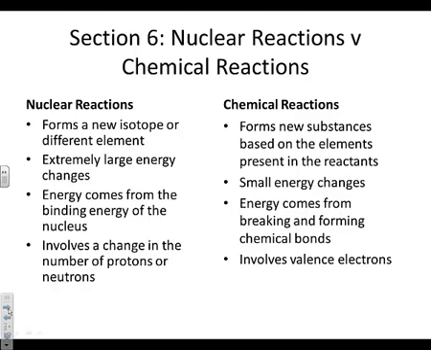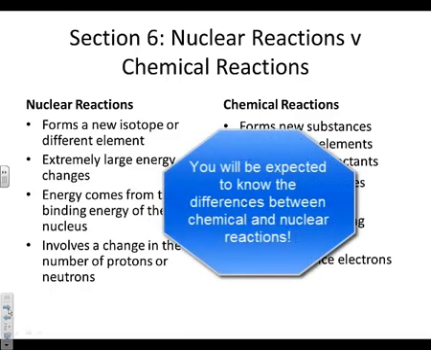So we're going to form a different element from one element, and we're going to produce those particles or different forms of radiation from there. So there's a big difference between the two that you're going to need to be able to classify a reaction as nuclear or chemical based on these definitions.